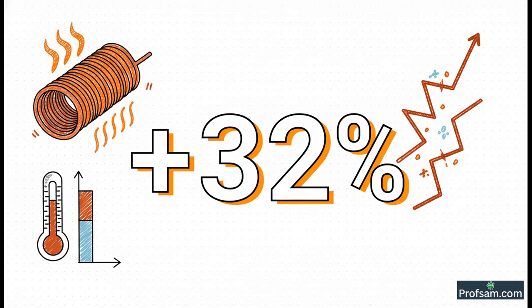And this isn't some tiny effect. For a normal copper wire, if you just heat it from room temperature, about 20 degrees Celsius, to the temperature of boiling water, 100 degrees Celsius, its resistance increases by a solid 32%. That's a really significant change.